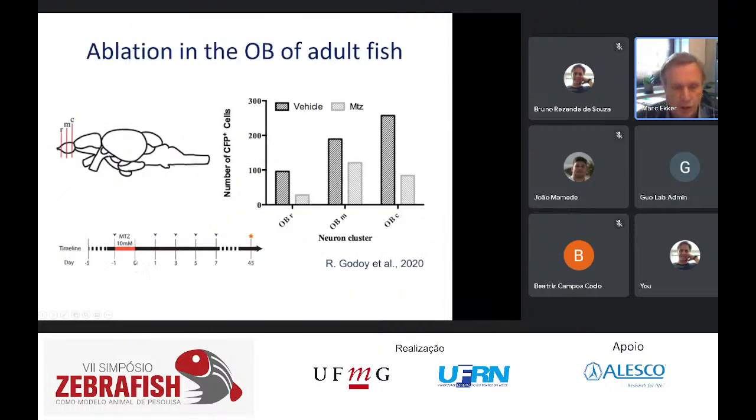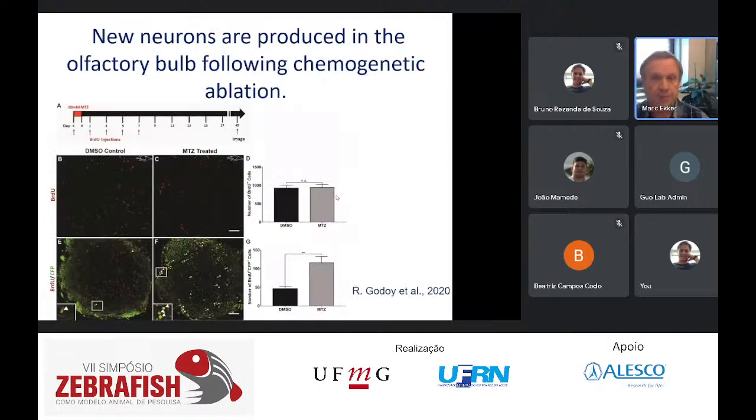So here's the schedule of administration. The metronidazole was administered at 10 millimolar for a day. And then we examined the fish at several days after treatment, and we left some fish to go for 6.5 weeks to look at whether there would be some sort of recovery. And when you look at dopaminergic neuron numbers in 3 parts of the olfactory bulbs, we saw a good size reduction in the number of cells after treatment.